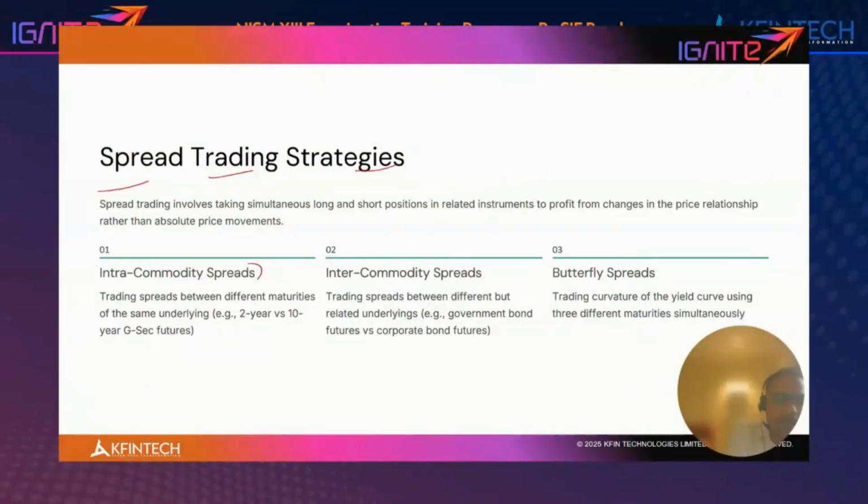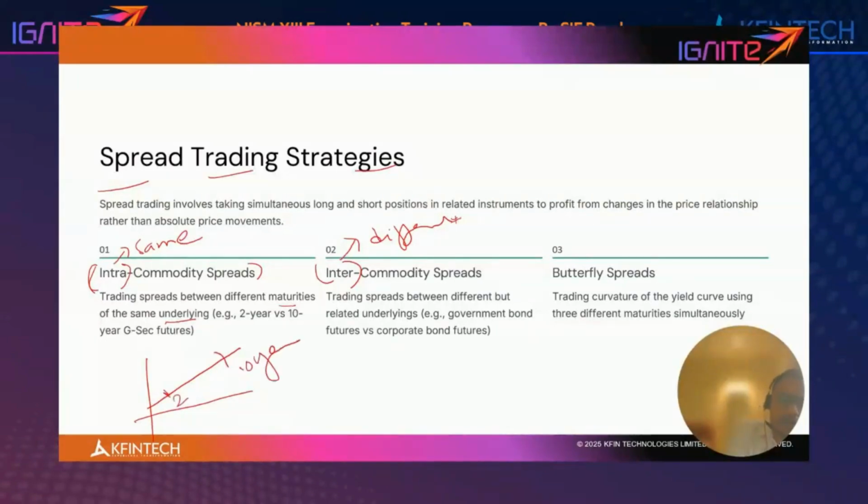Next is intra-commodity. Intra means same. Inter means different. Trading spreads between different maturities of the same underlying. Suppose there is a GSEC yield curve, with a 2-year rate and a 10-year rate. The 2-year 10-year rate should actually have been like this, but it is like this. That means there is a mispricing. So you can buy and sell within the yield curve. This is also often known as riding the yield curve.